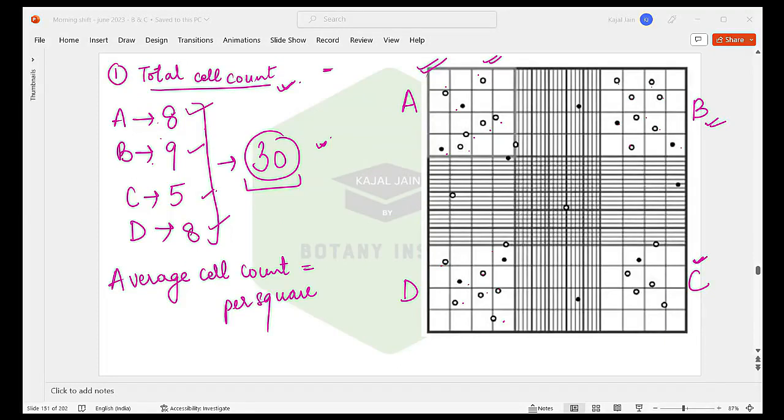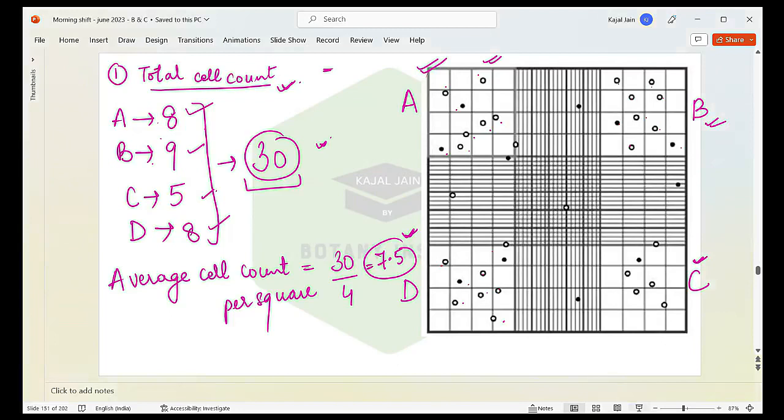Very good, Mamta. Anjali, how did you get 7 from this? And Preeti, how did you get 4.5? Not calculating properly, right? 30 divided by 4. Excellent. 30 divided by 4. What will be the answer? It will be 7.5. So this is your average cell count per square.